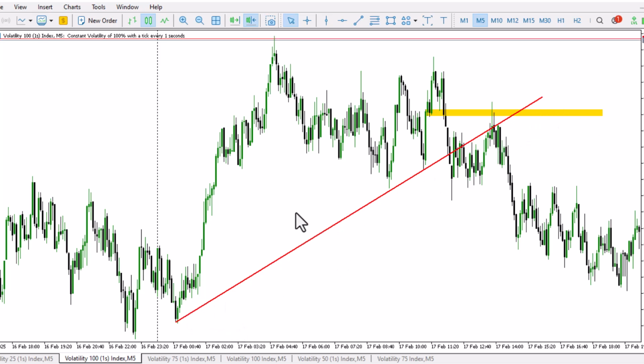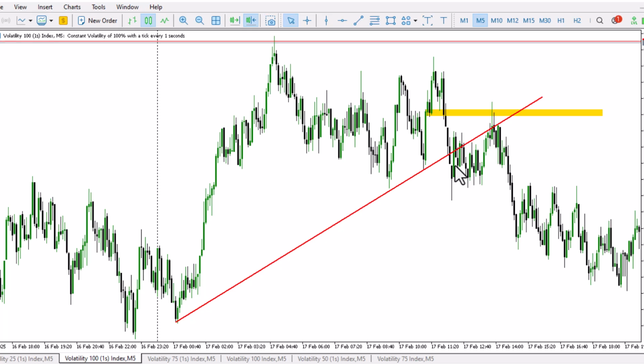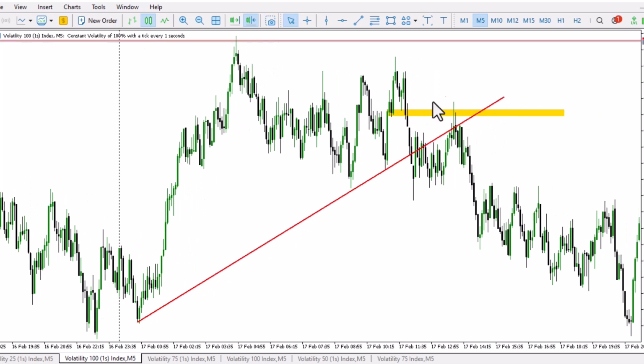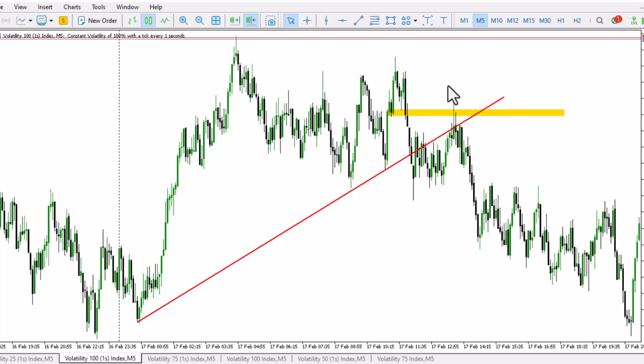So what we want to do is simple. We want to wait for price to break the trend line first, because breaking the trend line signifies a change of trend, right? And retesting a high or a low signifies a retest and a continuation in the direction that we want to go. So in this case, what we want to see is a retest of the yellow zone, which came, right? So the strategy entails you waiting for two.